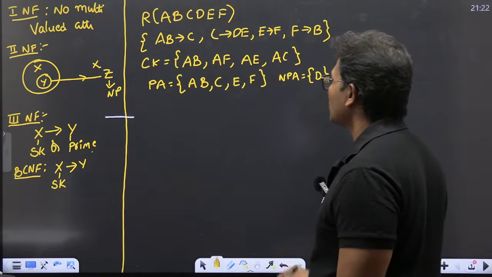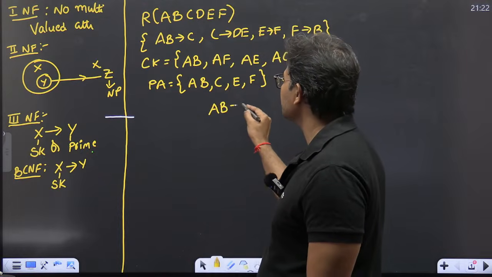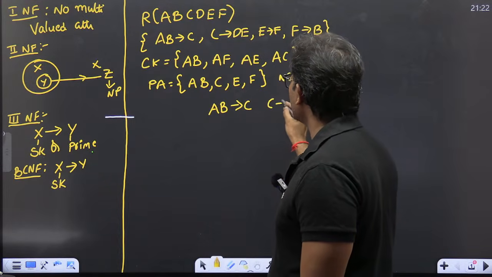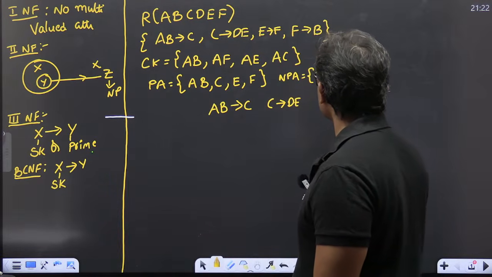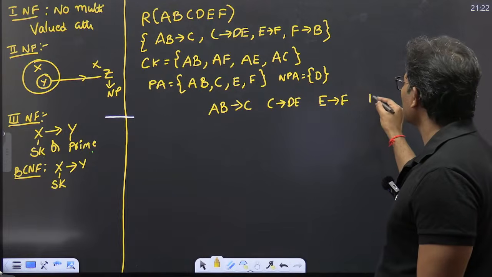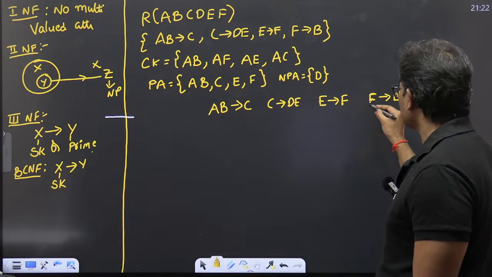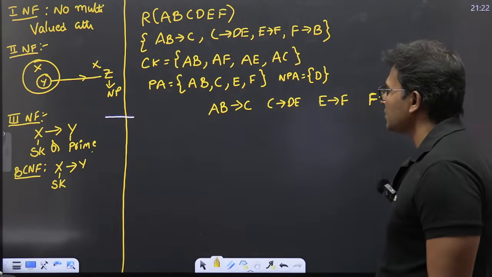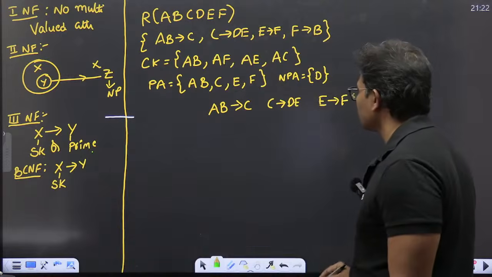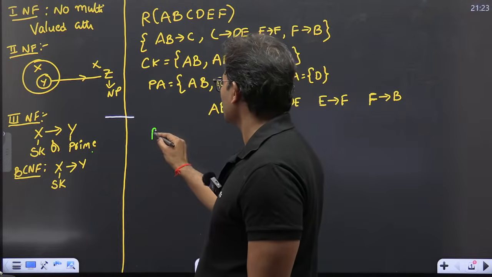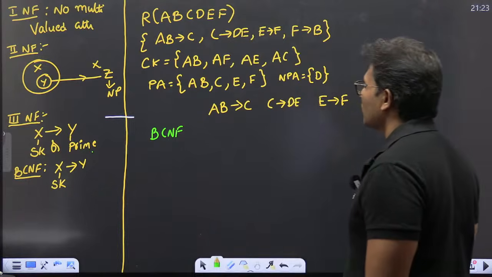Okay. So first write the functional dependencies. AB determines C, C determines DE, E determines F, and F determines B. Now coming to BCNF, first you check for BCNF.